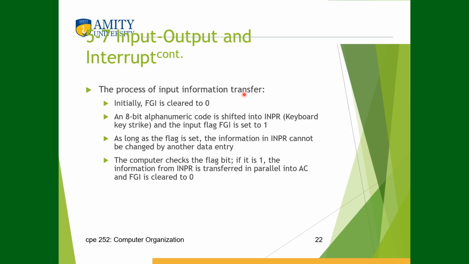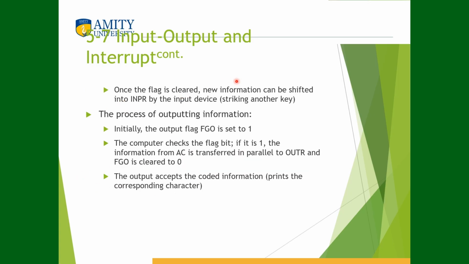The process of input information transfer is through these steps. Initially FGI is set to 0, and an 8-bit code is shifted to the input register from the keyboard, and once it's shifted to the register, FGI is set to 1. That means the computer is told that we have an input. As long as the flag is set, the input cannot be changed, because we have to wait until the computer accepts the data. Once it checks the flag bit, if it is 1, the information is transferred in parallel to the AC, and FGI is set to 0. Once the flag is cleared, then new information can be added into the input register.